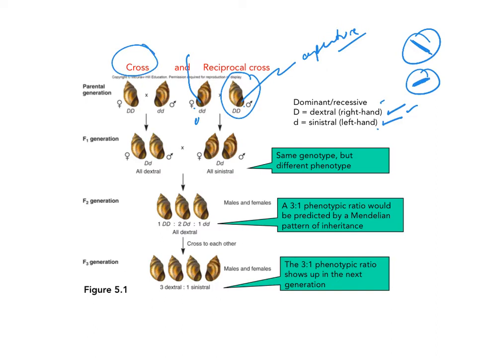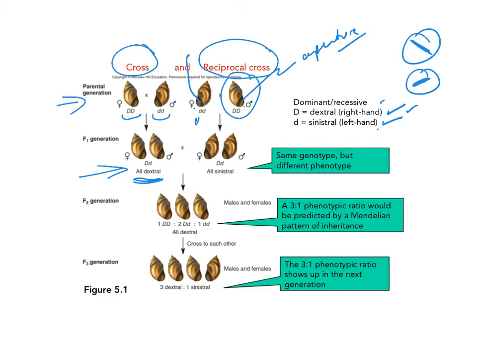So here we've got a cross, and then we've also done a reciprocal cross, and that's a way that we can actually see what's happening in this system. We're crossing true breeders, one that has the homozygous dextral condition, the other that's homozygous sinestral. If we cross these 2, the genotype that we're going to get in the offspring is going to be heterozygous. So that means all of these individuals are going to be dextral.